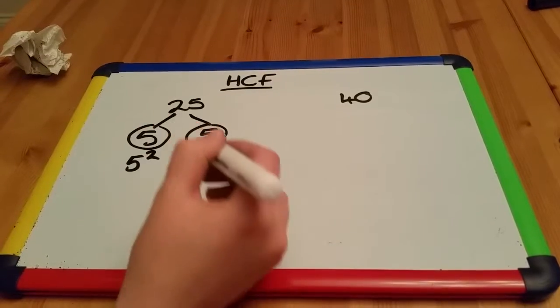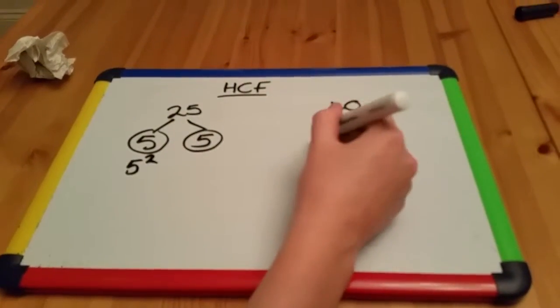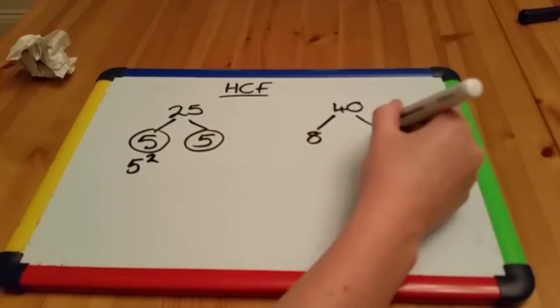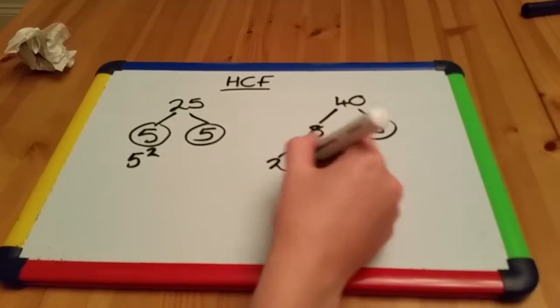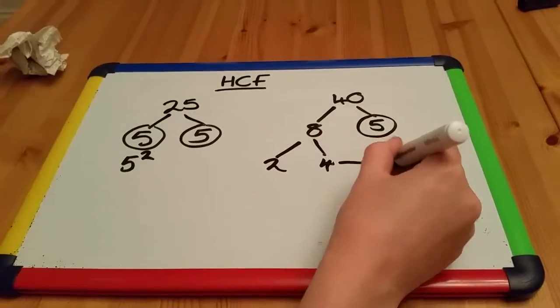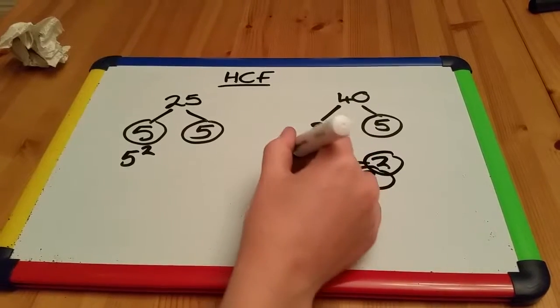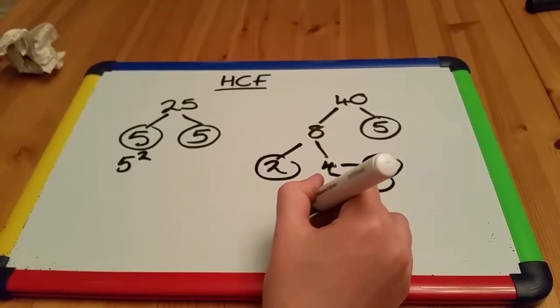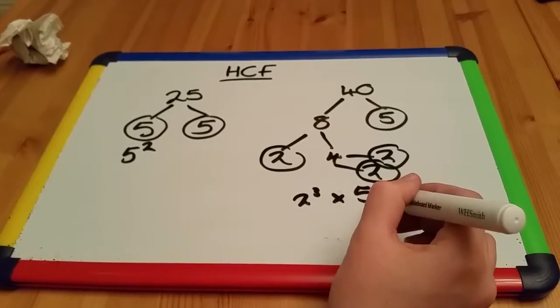So 5 squared there, that's the product of its prime factors. This one, we would have 8 and 5, 2 and 4, 2 and 2. These are all prime factors. So for this one, I've got 2 cubed times 5.